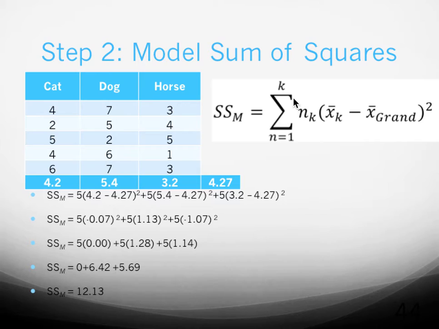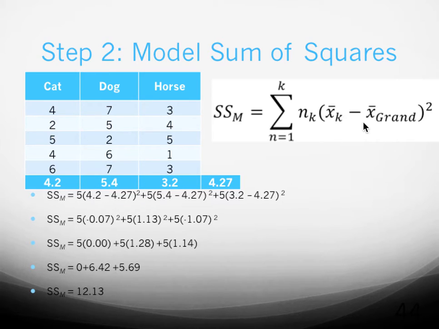Then we'll do that for each group, and you know that because we have the summation sign, and it goes from 1 up to k, where k is the number of groups. So you'll do it for each of your groups. Start at group 1, then go up through however many groups you have up to k. So for each group you will have one chunk of this information, n sub k times parentheses squared. So let's look at our example. So the first one, the first group mean we have is 4.2 for cats.